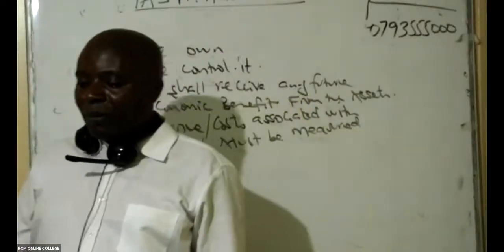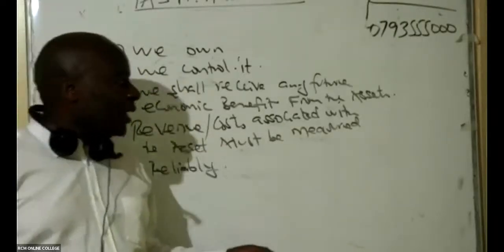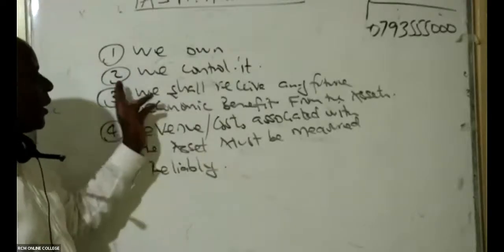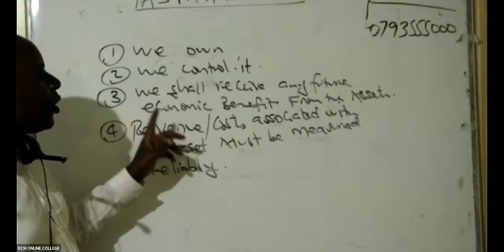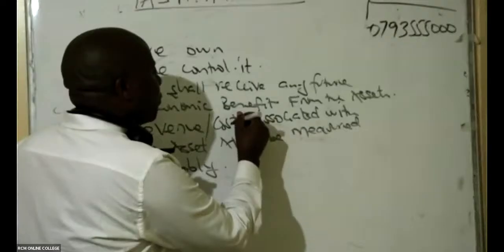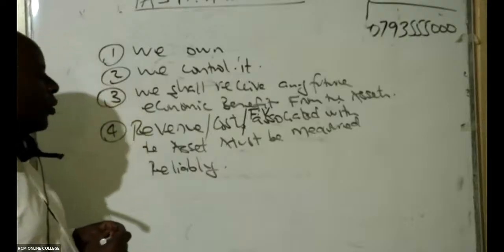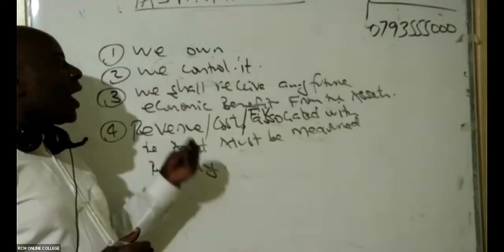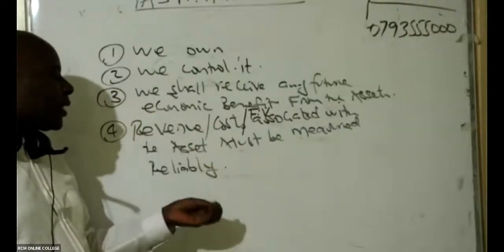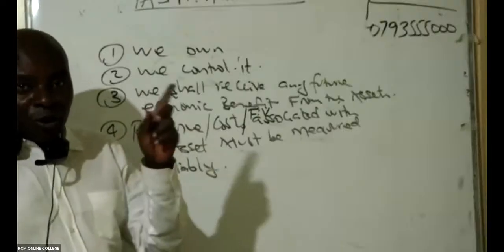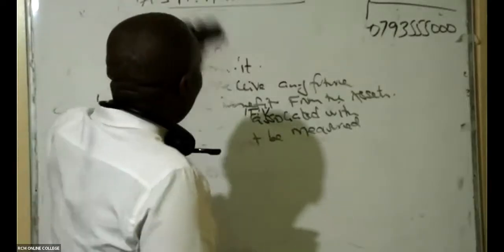Ladies and gentlemen, remember this is very popular. We are owning the asset, we control it, and we shall receive any future economic benefits from it: any revenue, costs, and fair values. So revenue, cost, that's expenses, and any fair value or market values associated with the asset must be measured reliably. For you to recognize an asset, you must always remember those 4 things. Once you remember those 4 things, then you are at home.